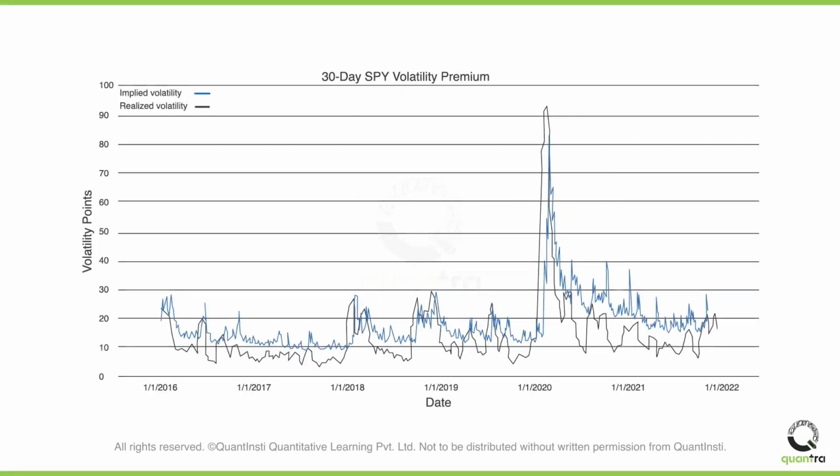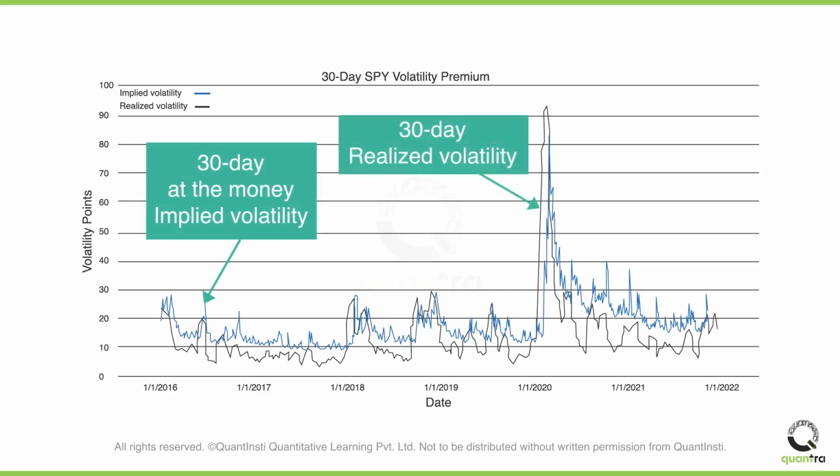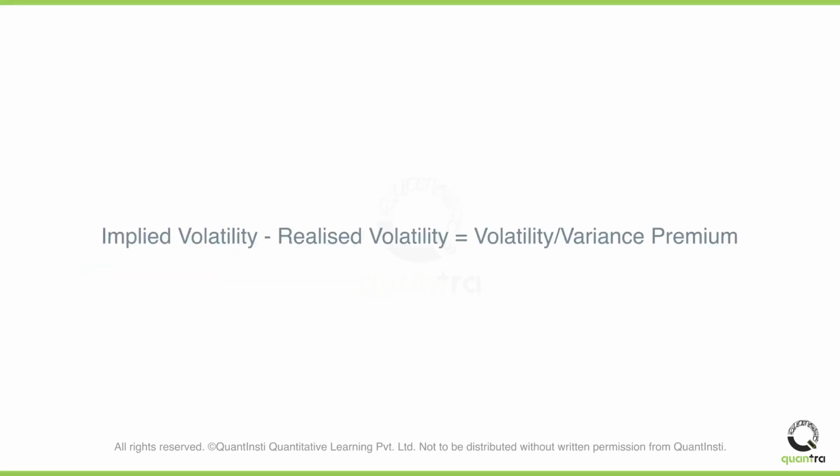Generally, the implied volatility tends to be overestimated and the consequent realized volatility is lower. On the screen, you can see the implied and realized volatility. Here, the blue line is the implied volatility and the black line is the realized volatility. As you can see, most of the time implied volatility is greater than realized volatility. The difference between implied and realized volatility gives rise to a premium. This premium is also known as variance premium or volatility premium.